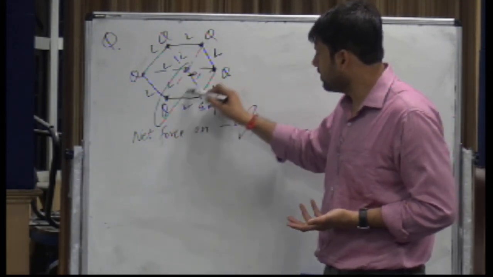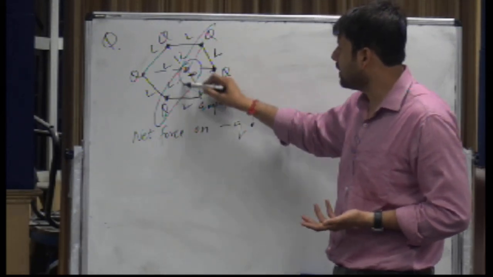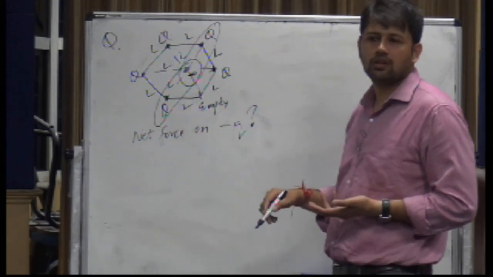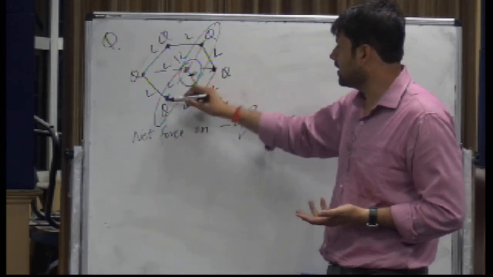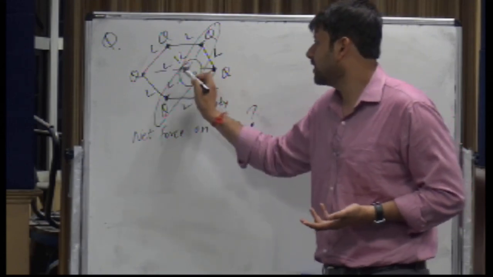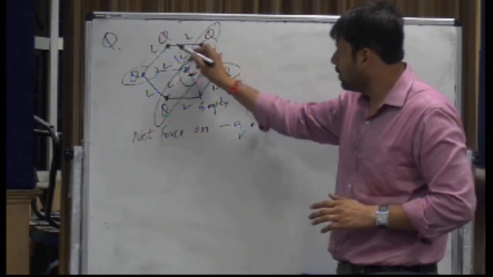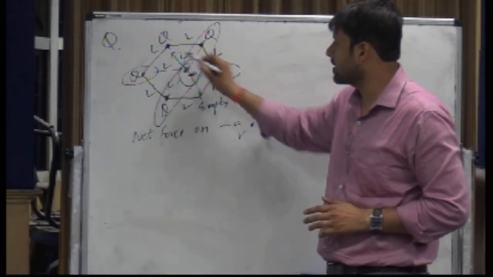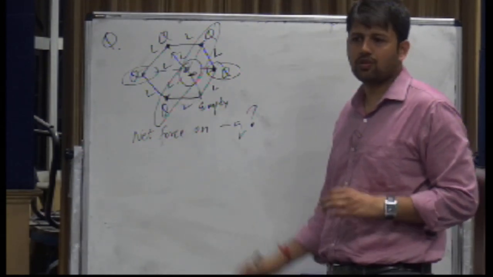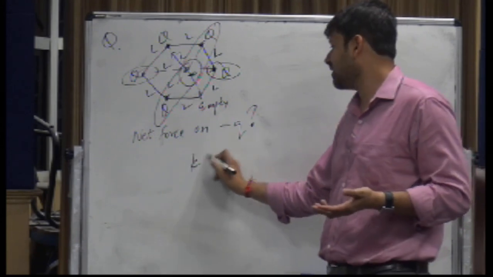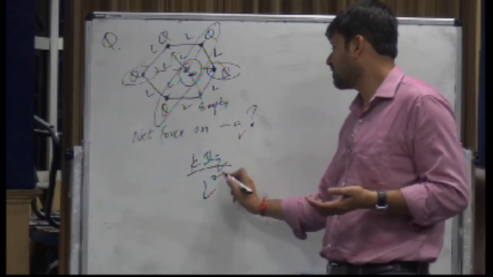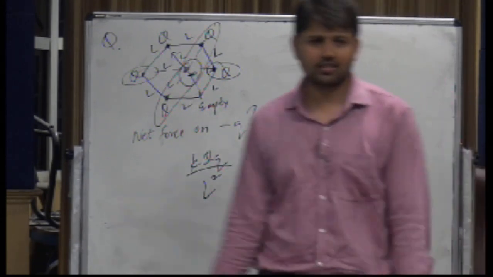The force between these two is cancelled by the force between these two. These two forces would cancel here and here. These two also would cancel each other's force. Only this would attract our charge in this direction. So only one force, that is KQq by L square. That was the answer.